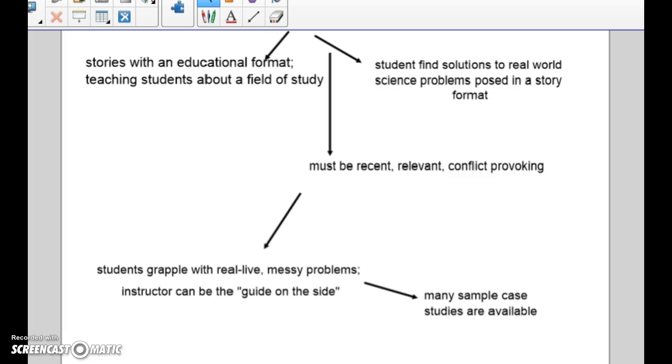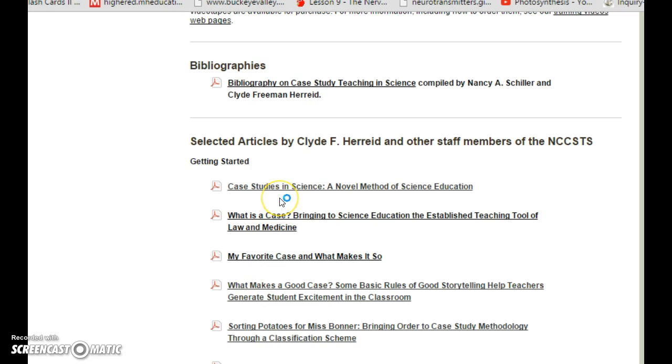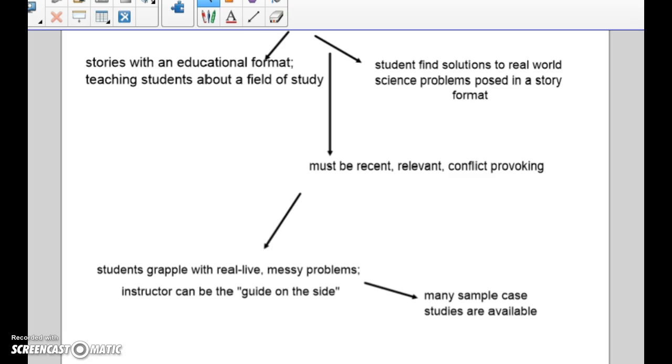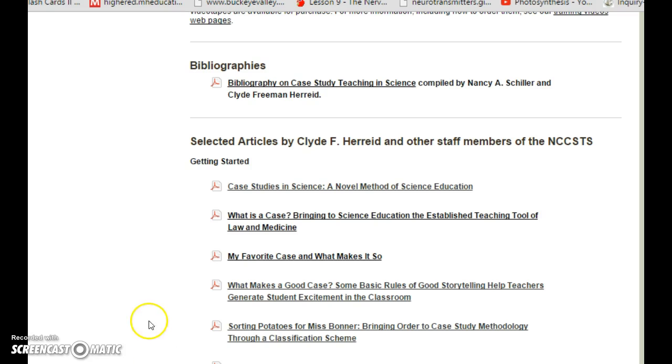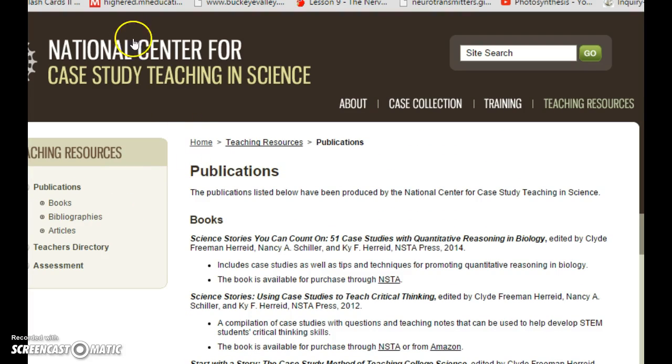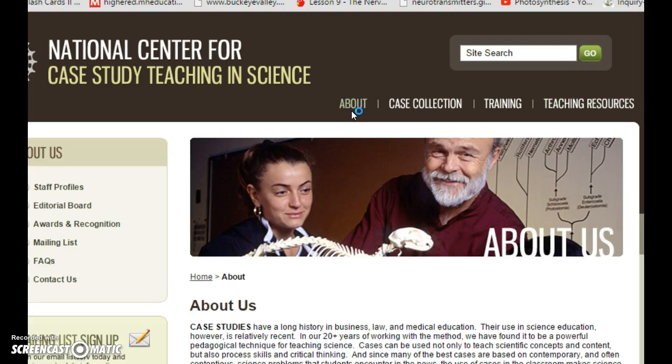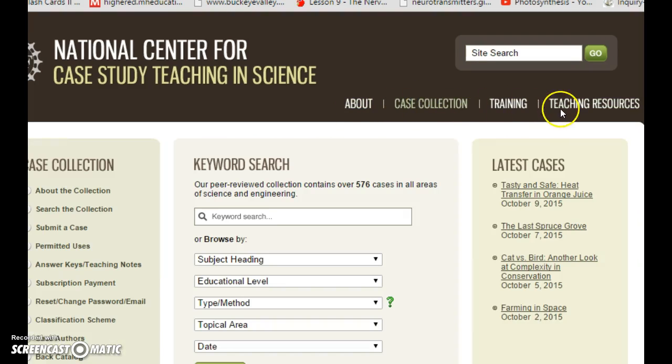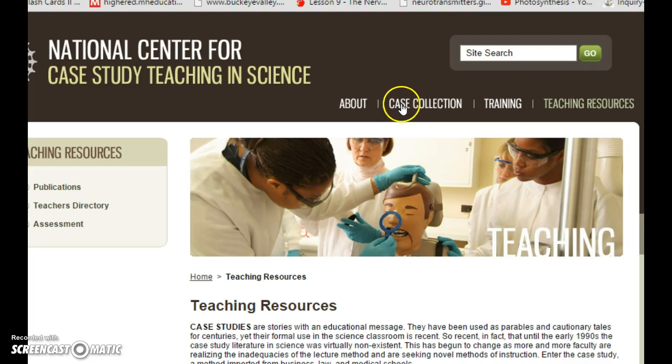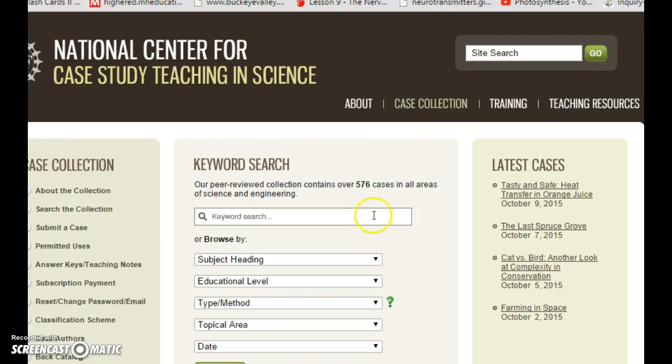These publications, What Makes a Good Case and Case Studies in Science, offer some ways that you can develop your own case studies, but I thought that seemed so overwhelming. Many sample case studies are available. For example, if we go back here, we're at the National Center for Case Study Teaching in Science. There was one on the first page. Let me find it. That was a really good one. Maybe I'll just go to Case Collection here. Case Collection, Farming in Space. This was a good one.